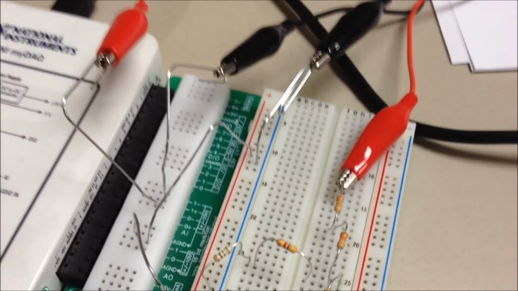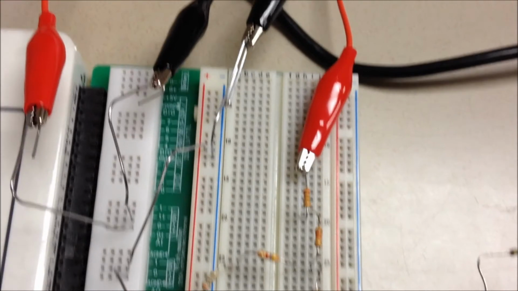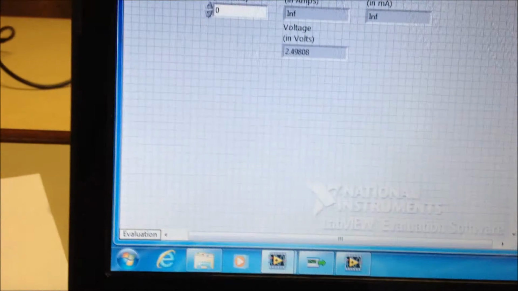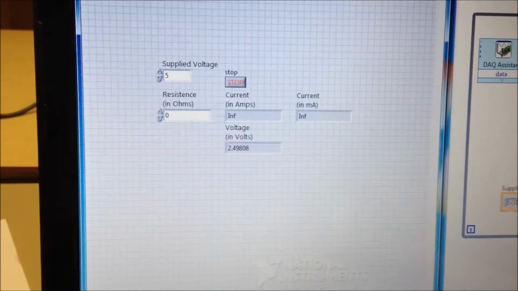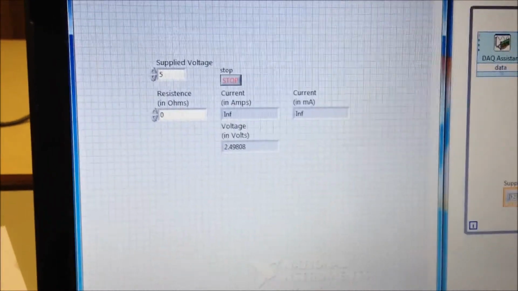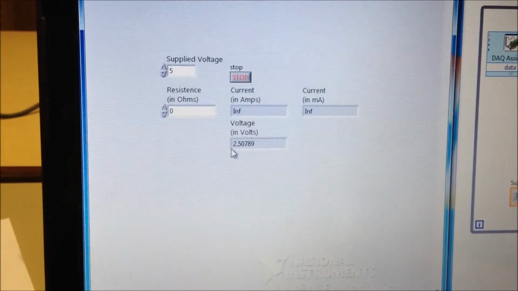When measuring V Thevenin, what you're going to want to do is actually remove the load resistor from the circuit itself. So you measure just the voltage across terminals A and B. So once the load resistor is removed and you've placed your analog inputs at the correct locations, you can run this, and then you get about 2.5 volts for your V Thevenin.